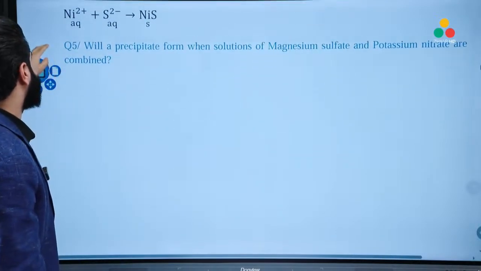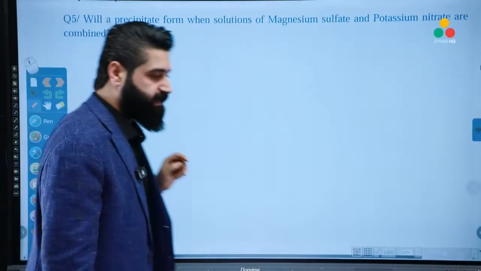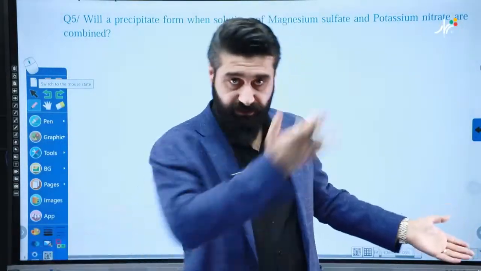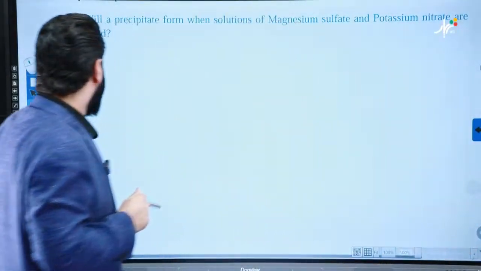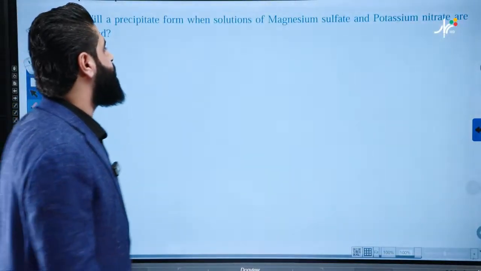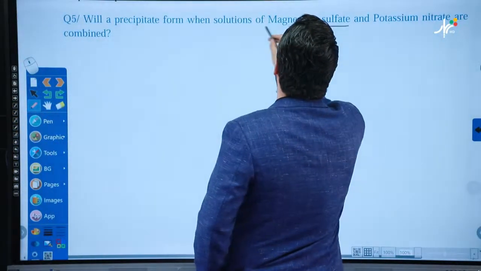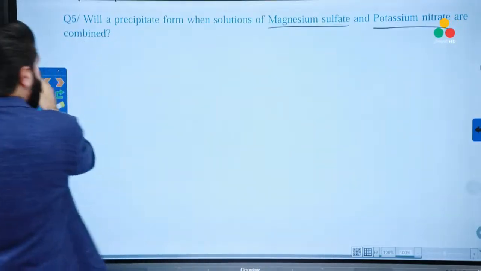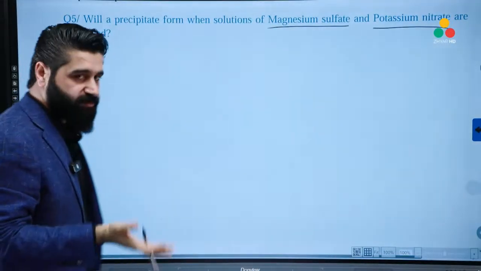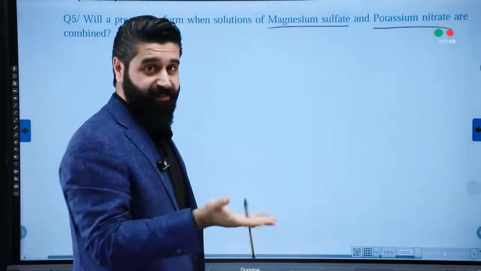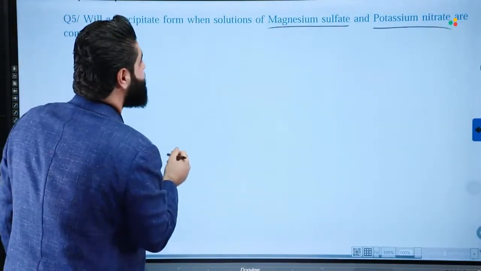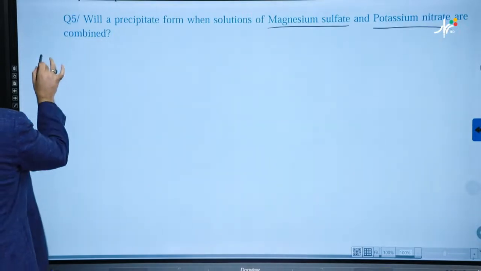Another question, yalla. This is time for the second case. What if we have both products aqueous? Okay, let's do this. Will a precipitate form when solutions of magnesium sulfate and potassium nitrate are combined? Again, the formula. I know you memorized the list very well. Okay. Magnesium sulfate. This is magnesium sulfate.